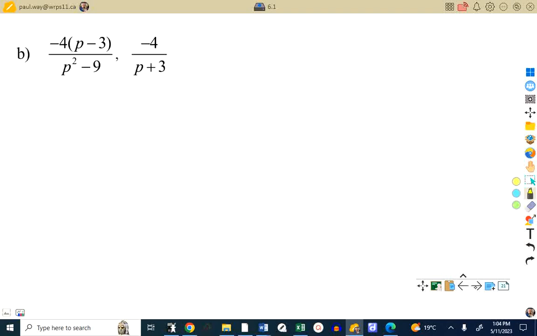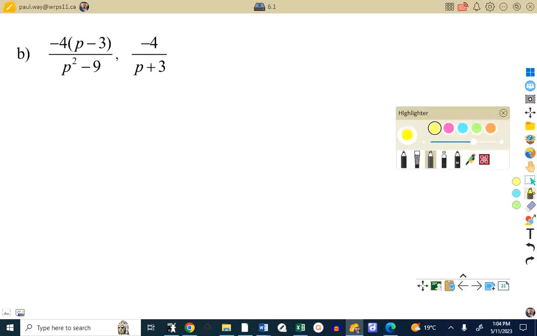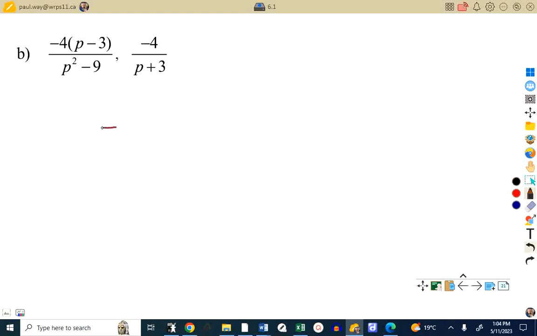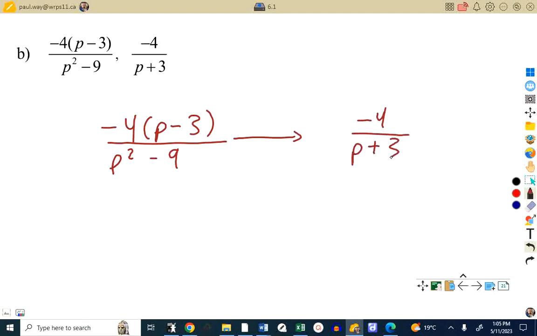What's going on here? This is a little trickier. It may be obvious to you, but be careful on what you conclude. We're going from negative 4 times p minus 3 over p squared minus 9 to negative 4 over p plus 3. What's happening to the top and the bottom? Well, before I take an answer, do you agree that this is harder on the brain than what we just did? So what should you do first to make your life easier? Factor.